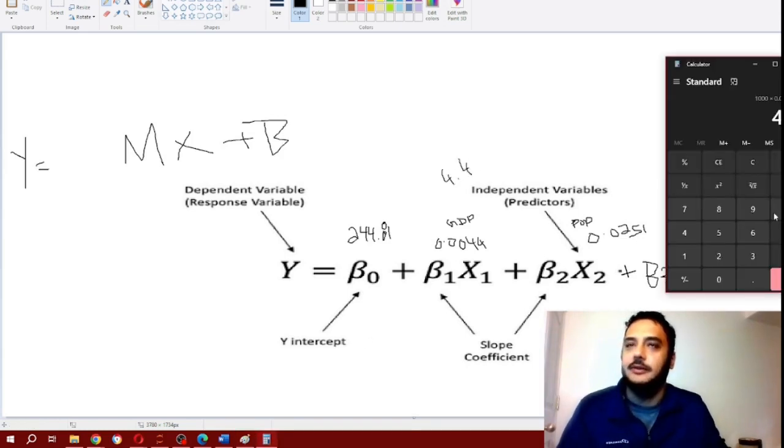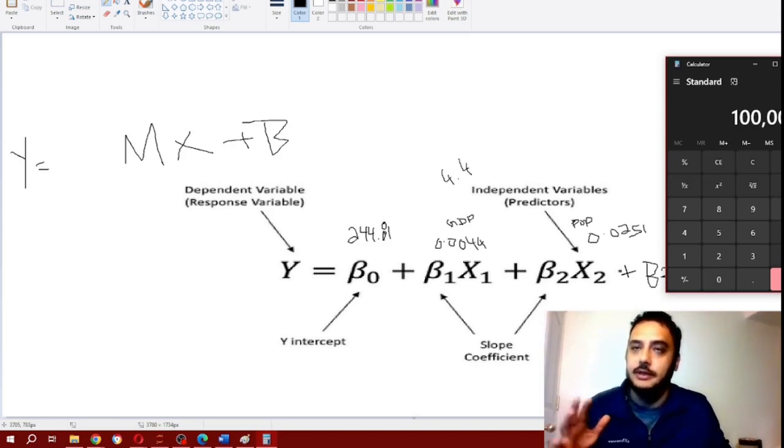I think it's better to just use the basic calculator. I could plug this into Excel or even R or Python, but I'm just doing it here. It's more manual, easier to understand. And so the second will be the population we said, let's say 100,000. So remember, 1 billion GDP and 100,000 population, times the slope coefficient of 0.0251. That would give us 2,510.